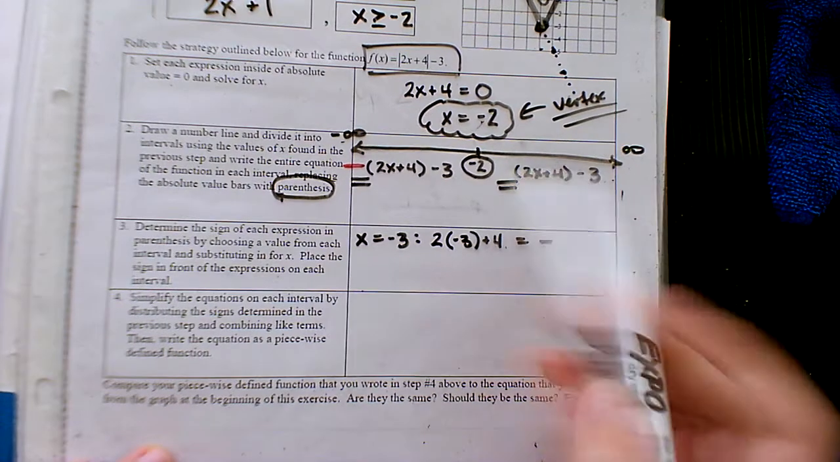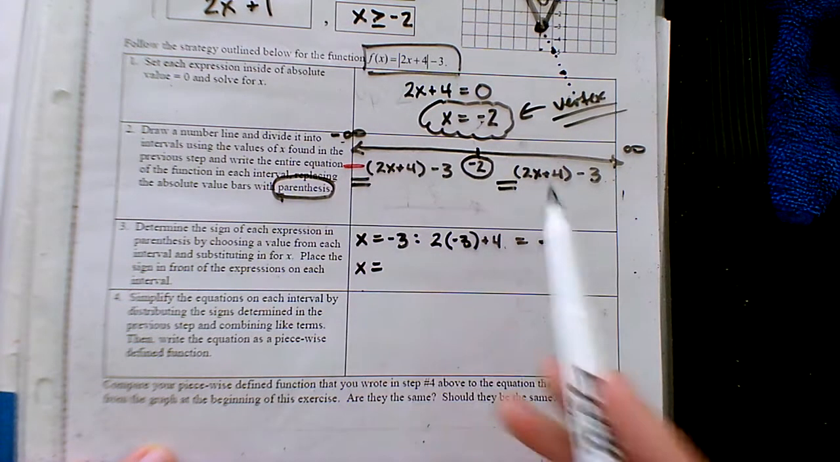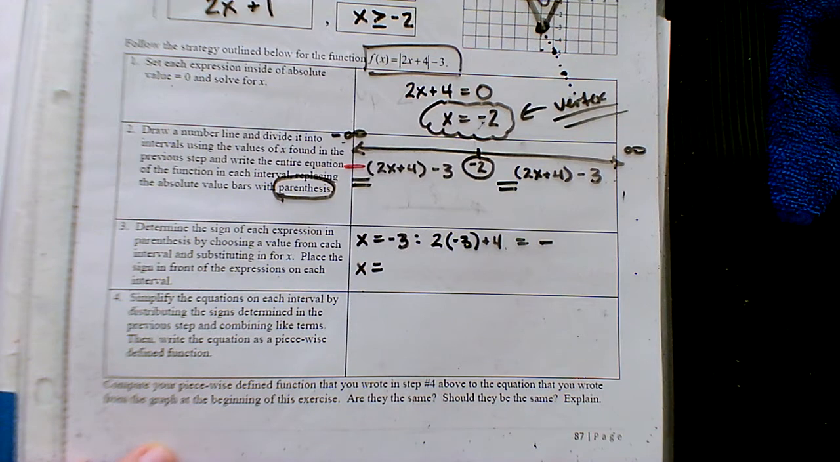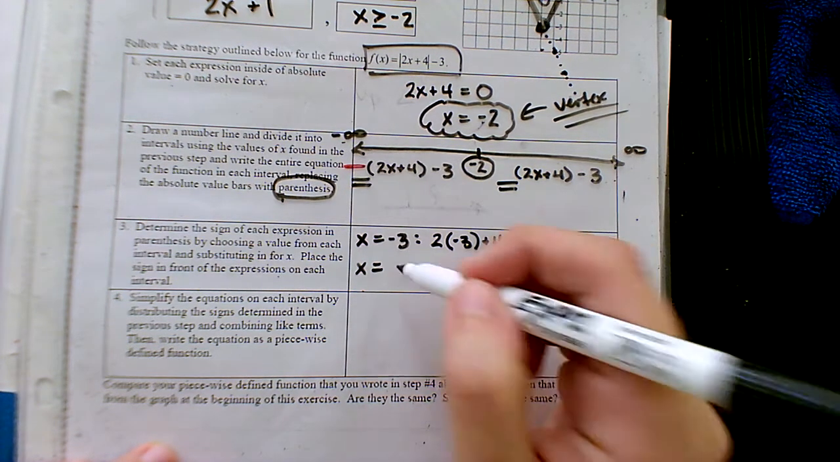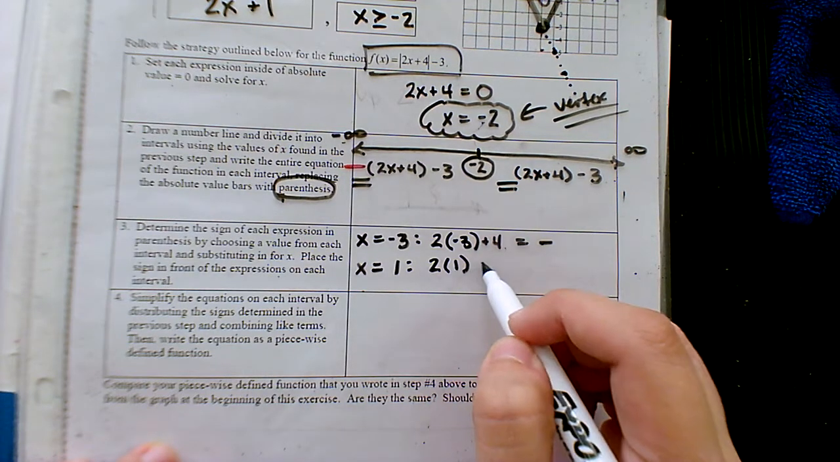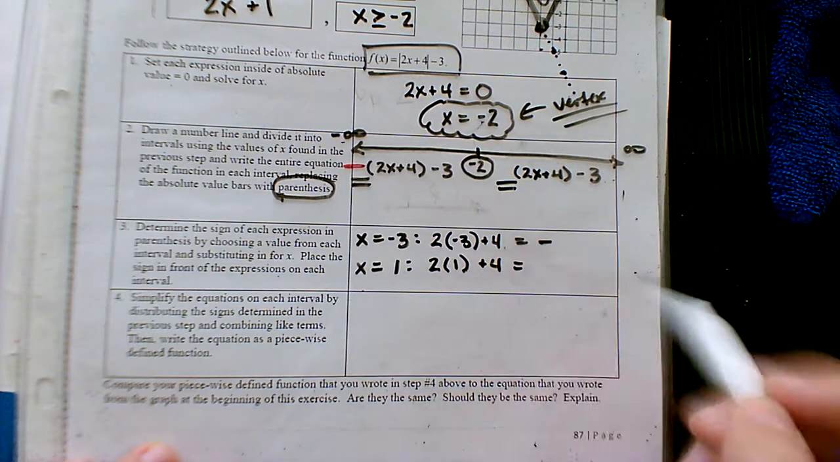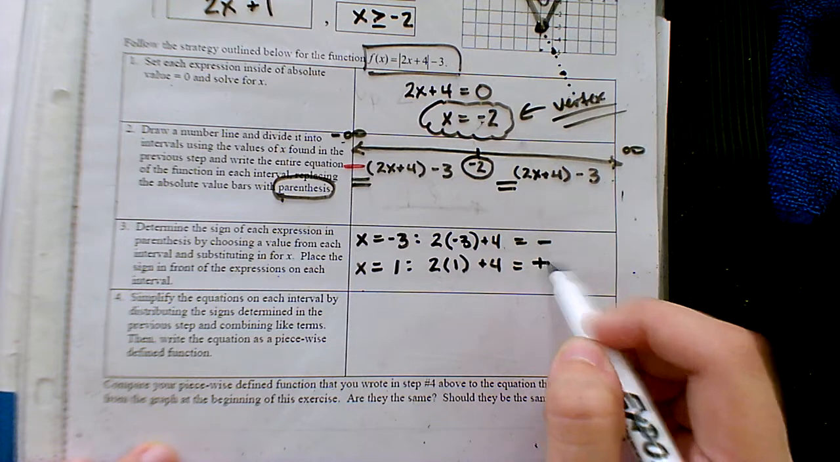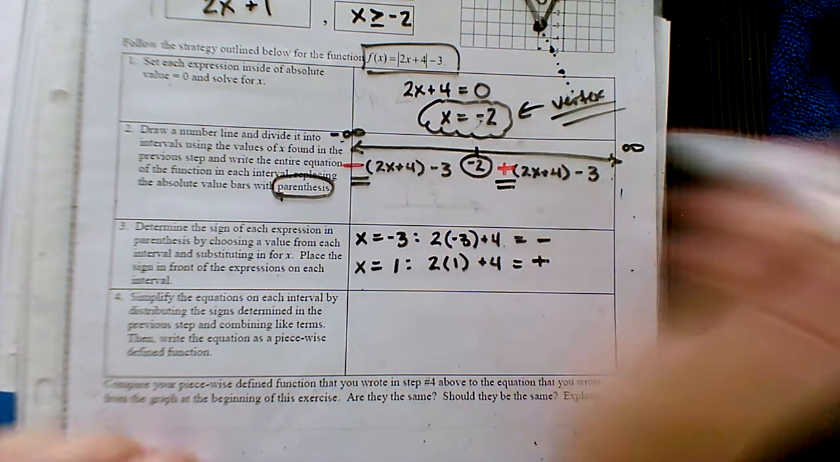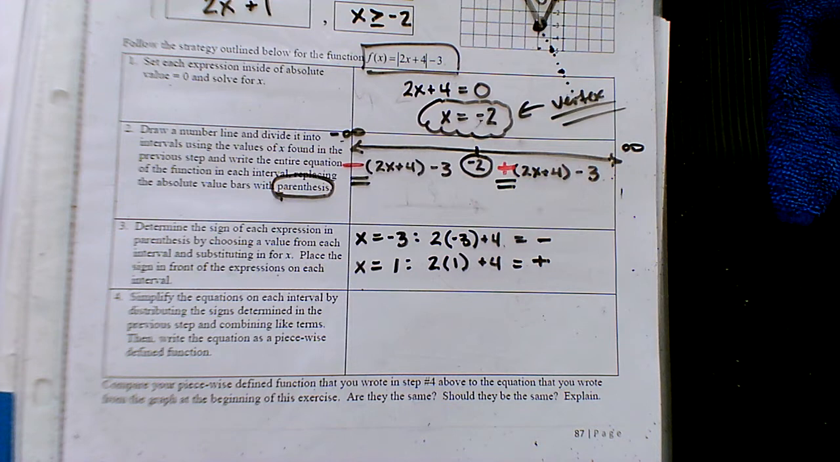All right. Let's try the other interval. So pick a number between negative 2 and infinity. Preferably something easy. 1. Plug it into the parentheses value. So 2 times 1 plus 4, that is positive. So we're going to throw a positive in front of that parenthesis.